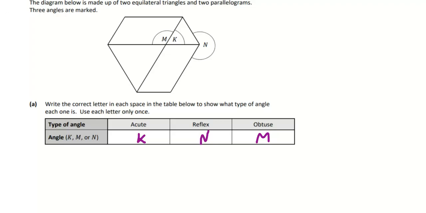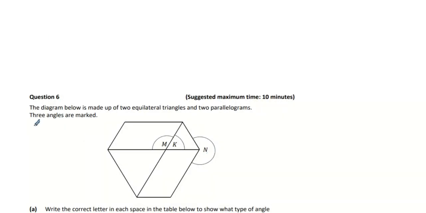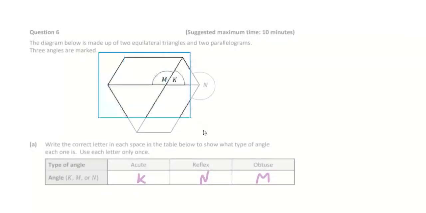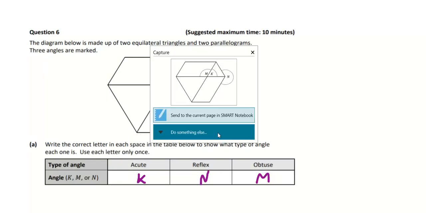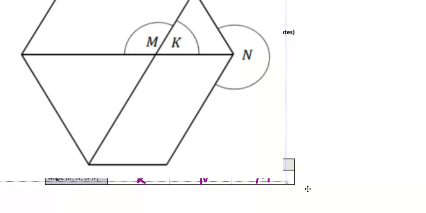Okay, next question. Work out the size of the angles K, M, and N. Remember that the two triangles are equilateral. Okay, so I'm going to need to bring this diagram onto my next page. And keep remembering that the triangles present are definitely equilateral. Okay, so let's figure out how to do this.